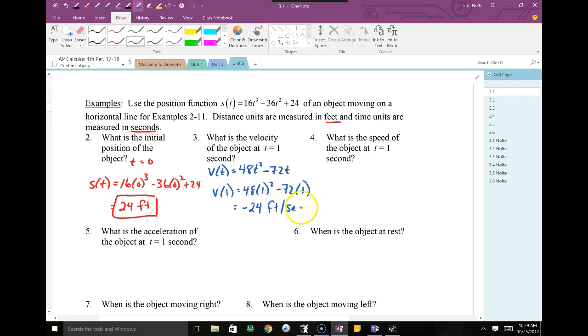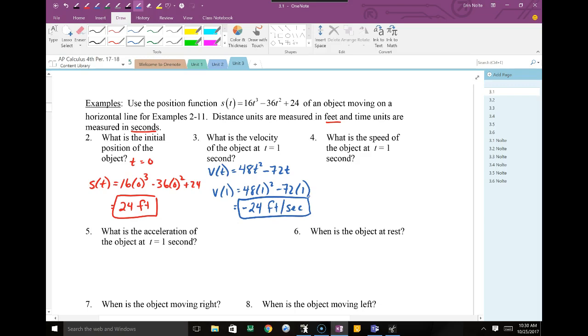Now, does it make sense to you what the negative is in reference to? How can we have a negative velocity? Okay, it's the direction that the particle is moving. So a positive velocity is going to be moving to the right, where a negative velocity is moving to the left. So it's moving to the left at 24 feet per second. That tells us our direction.